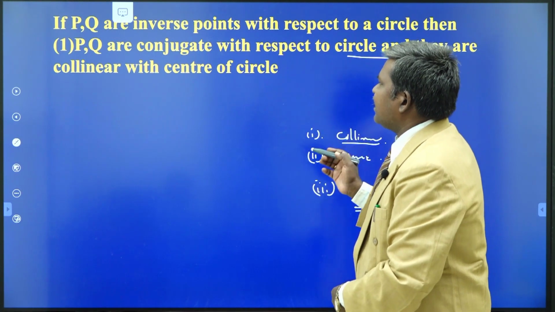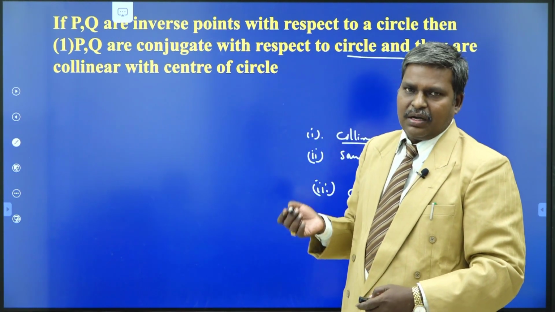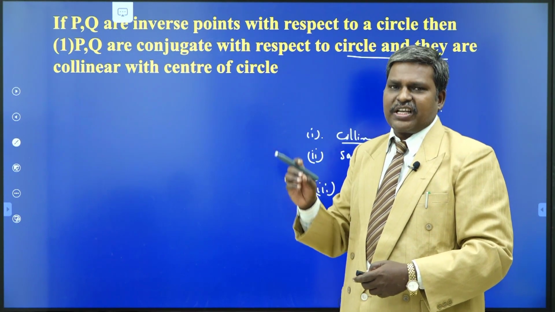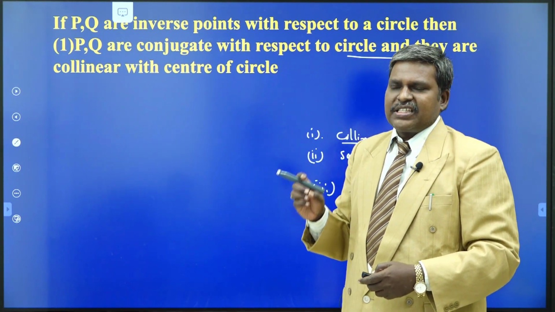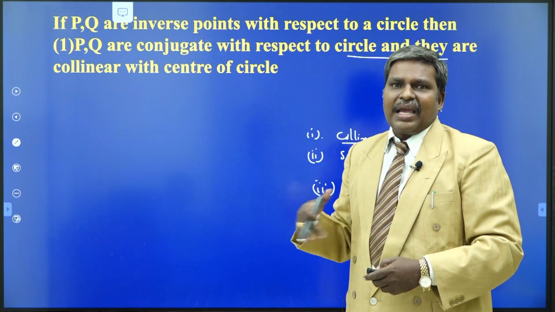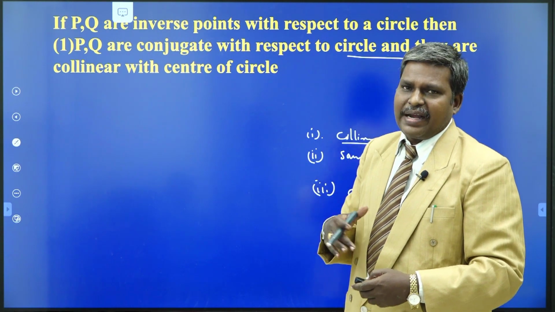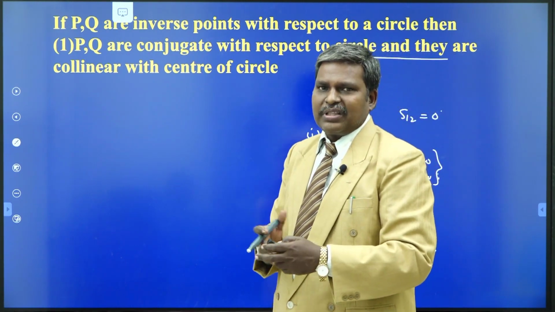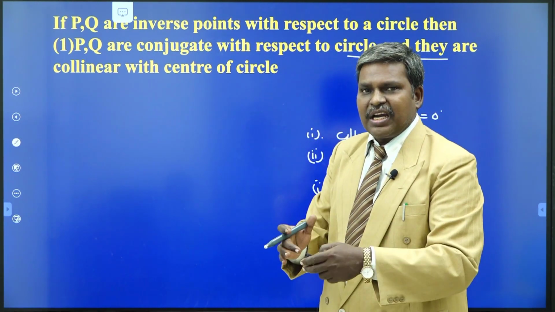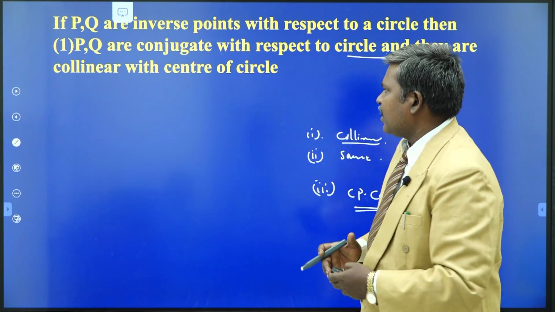Suppose two points we are going to discuss, whether they are inverse points or not. How to check that? You first go for S12 equal to 0. If it is S12 equal to 0, up to there we proved that they are conjugate. And again we have to prove that C, P, Q are collinear. Find the slope of CP and slope of CQ. If both are equal, we say that the conjugate points become inverse points with respect to the circle. Okay.